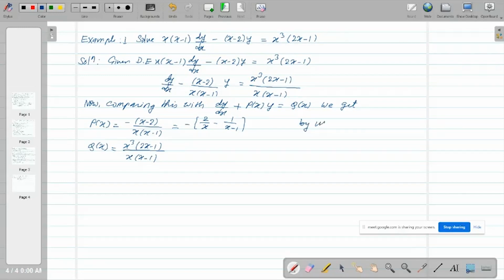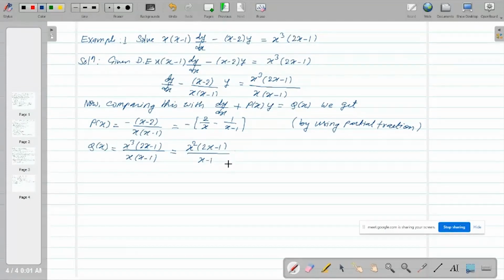Okay, I'm writing this by using partial fraction, and q I write as it is. So this equals what? x cube and x cube, so x cancels, this becomes x square into 2x minus 1 divided by x minus 1.